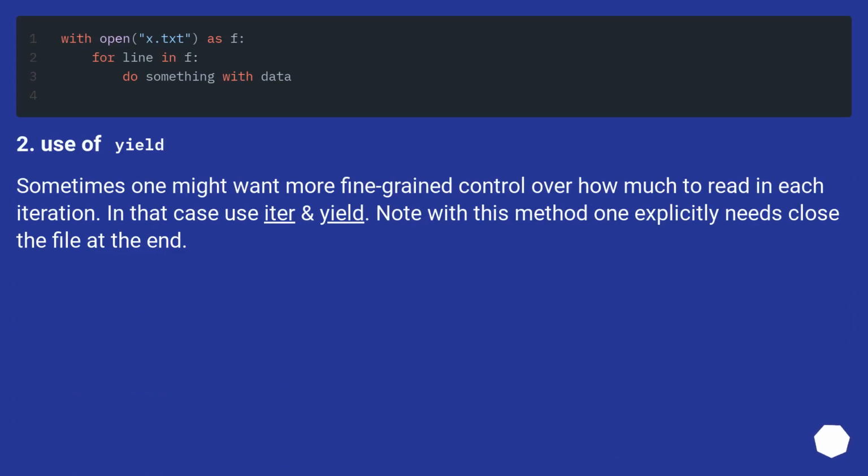2. Use of yield. Sometimes one might want more fine-grained control over how much to read in each iteration. In that case use iter and yield. Note with this method one explicitly needs to close the file at the end.